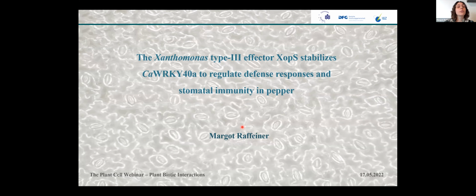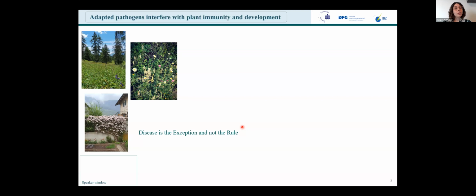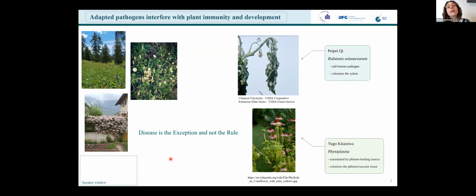And actually, I would also like to thank the organizers of this webinar for giving me the opportunity to talk about my work today. So I would like to start my talk with some nice pictures of happily growing plants that surround us, because this is what we usually can observe, since seeing diseased plants is rather the exception than the rule. Nevertheless, today we have already heard two interesting talks about pathogens as Ralstonia and phytoplasma that do overcome the plant immune system to cause disease on susceptible plants such as crops or also ornamental plants.